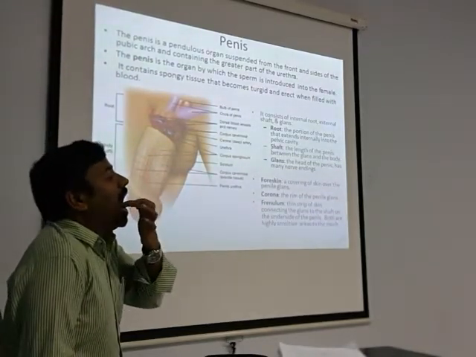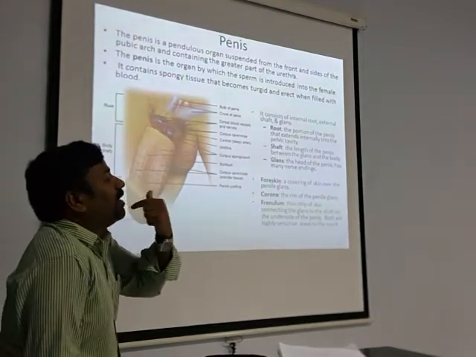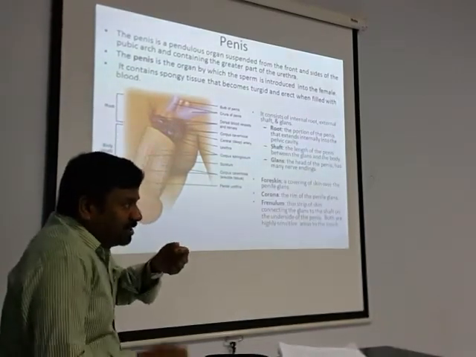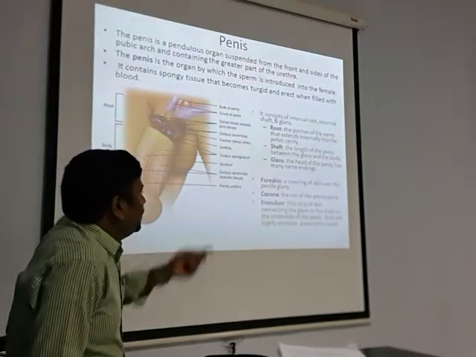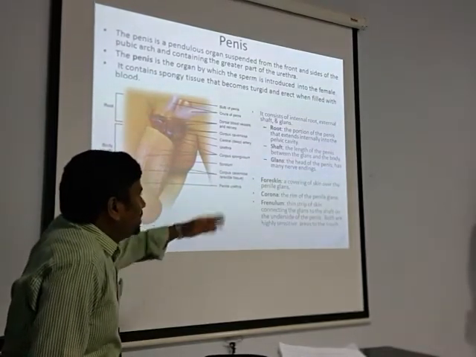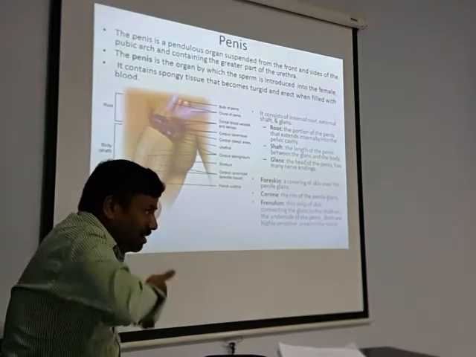Just like your tongue, when you lift it up, there is a connection, a fold of skin. That is called the frenulum of the tongue. So similarly, when you retract the skin, you can see the attachment of the glans with the skin. That is called the frenulum of the penis. It is the strip of skin connecting the glans to the shaft on the underside, or the ventral surface, of the penis.